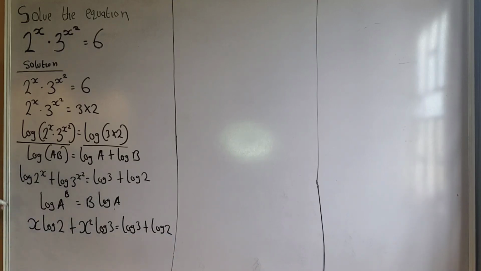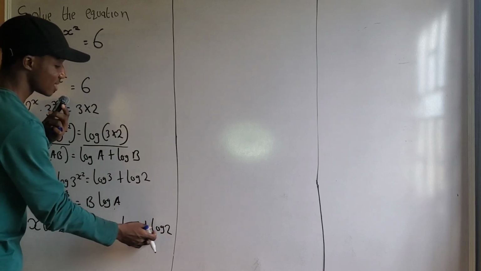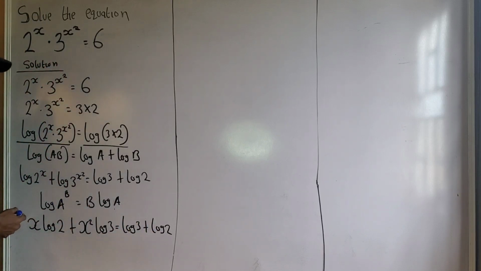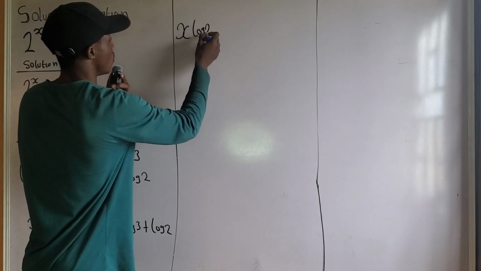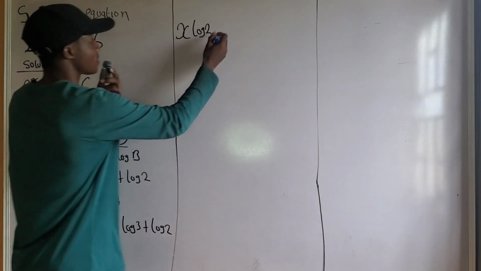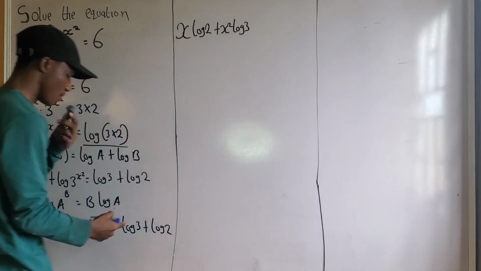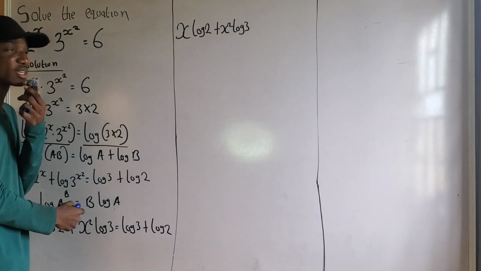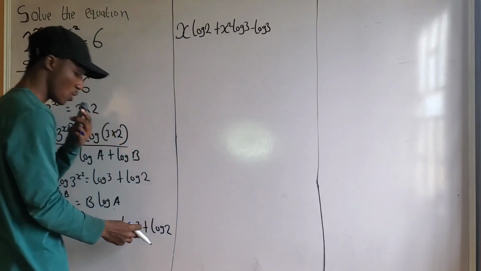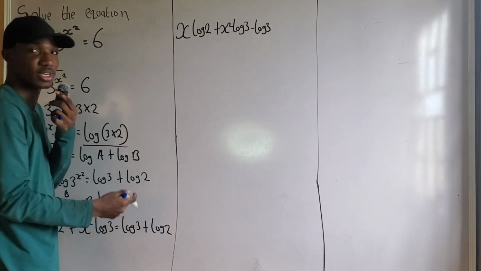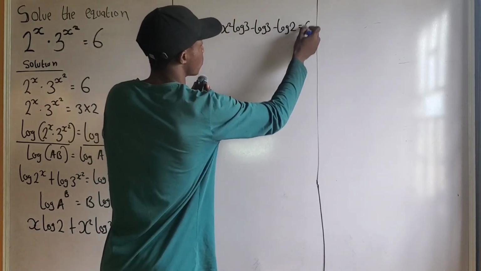Okay, now having gotten to this point, I'm going to take all the logs that I have on the right hand side and bring them to the left hand side. So I'm going to have x log 2 plus x squared log 3. Now, if I take log 3 to the left hand side, I'm going to have negative log 3. And also, if I take positive log 2 to the left hand side, I'm going to have negative log 2. This will be equal to 0.